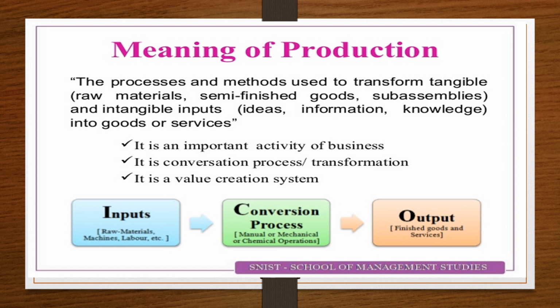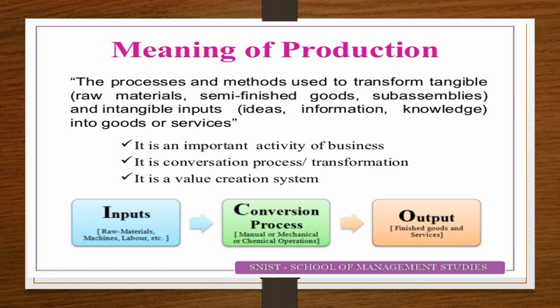When we talk about the meaning of production, a very clear thing has been given. That is, inputs, conversion, outputs. Now, what can be the inputs? Inputs can be raw materials, it may be machines, it may be labor, etc. Conversion process means converting, or the transformation, of these raw materials into a particular type of output.